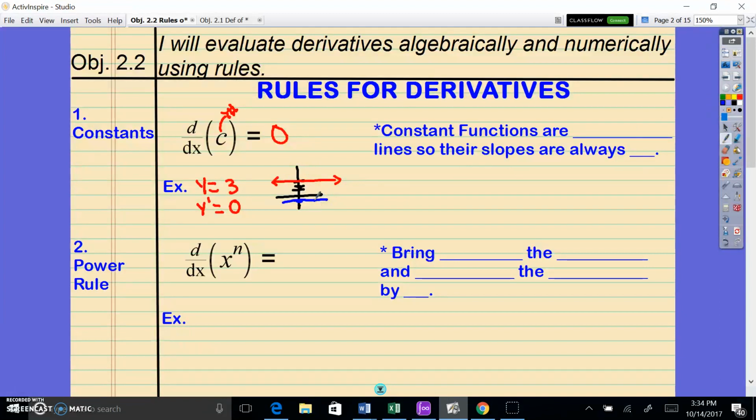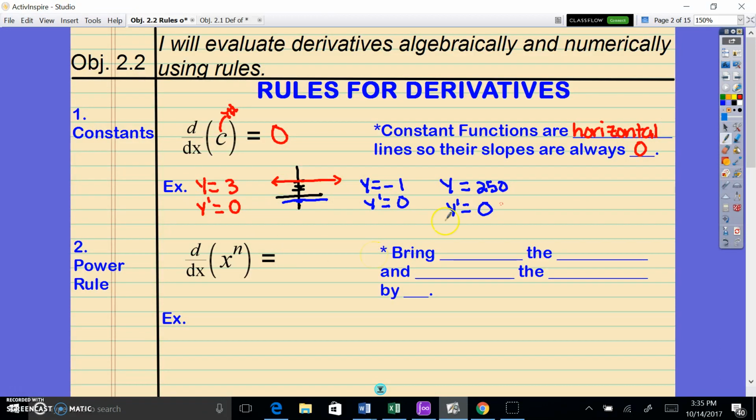The slope would still be 0, meaning that if your function is equal to a constant, its derivative will always be 0, no matter what that is. I could put y equals 250. The derivative would still be 0. So that's one of the shortcuts. In the notes here on the side, we're going to put: constant functions are horizontal lines, so their slopes are always 0. Okay, that's an easy one to know.